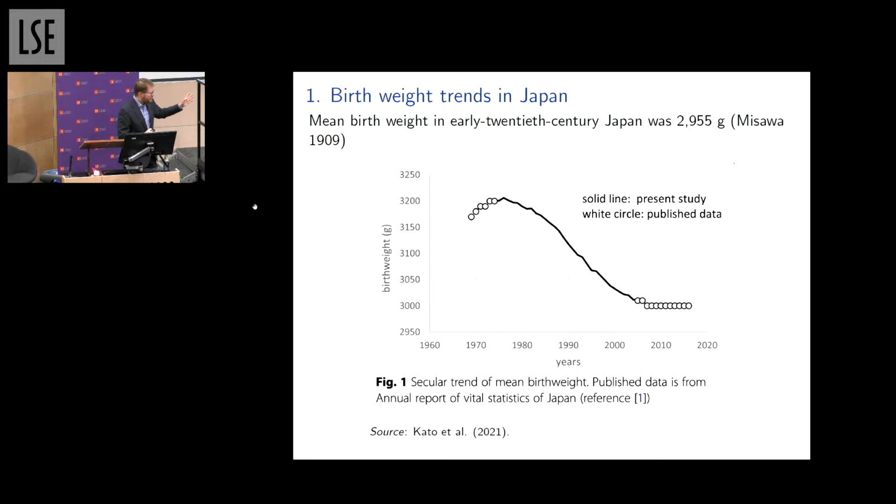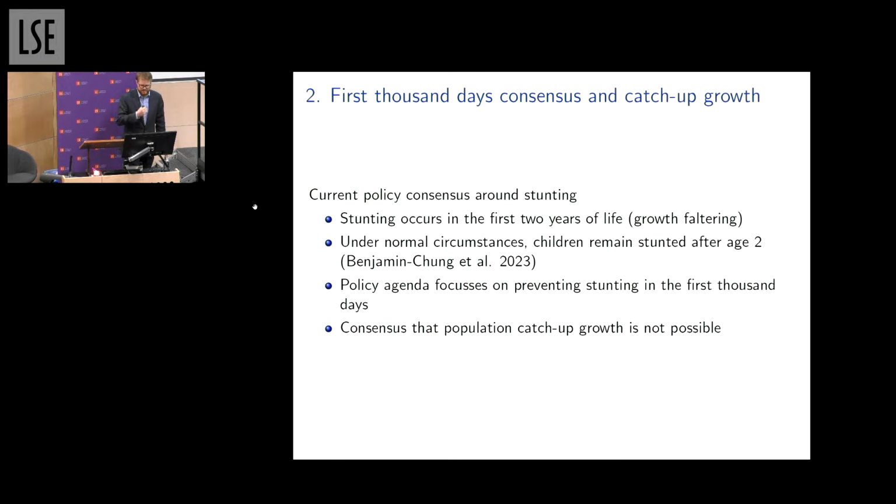And it is associated with an increase in the share of women who are underweight from about 10% to 20% of Japanese women. So we can talk a bit more about that, but just an aside for now. The second lesson is about the first 1,000 days consensus.